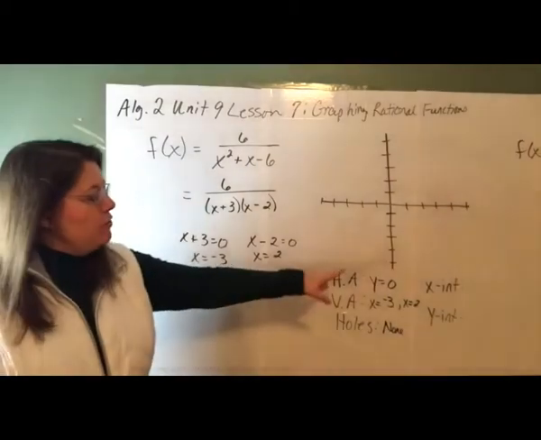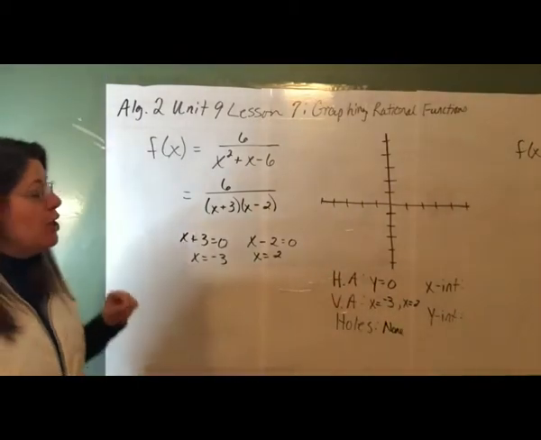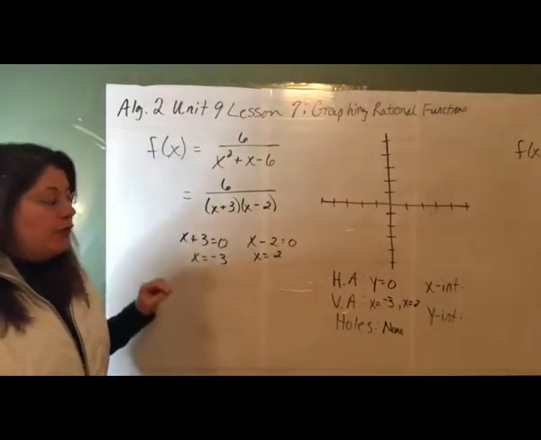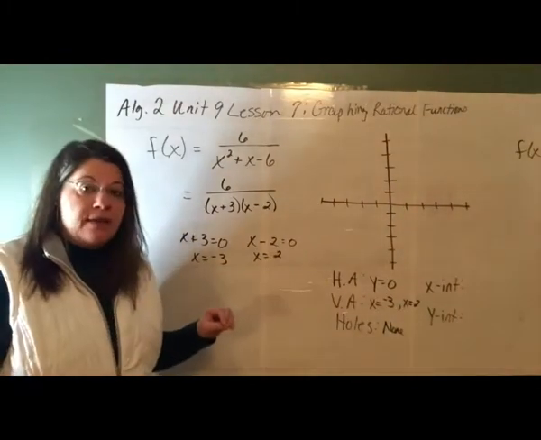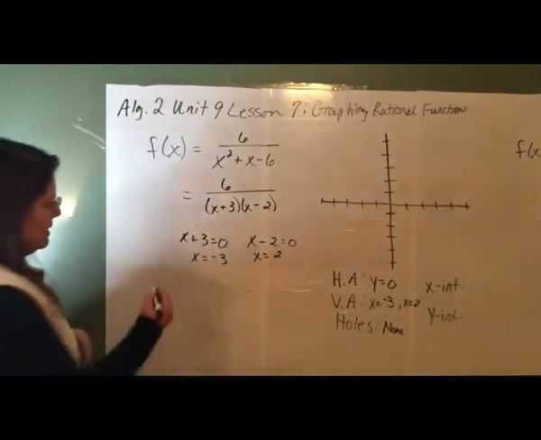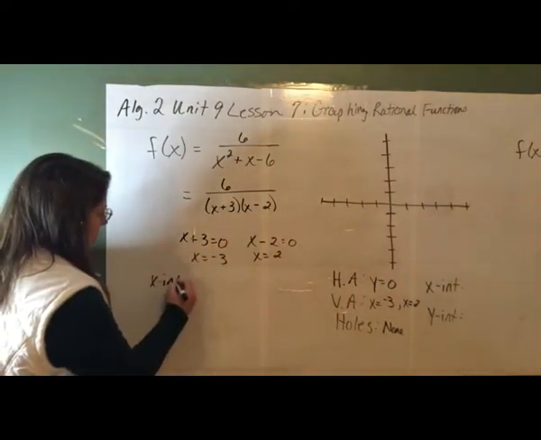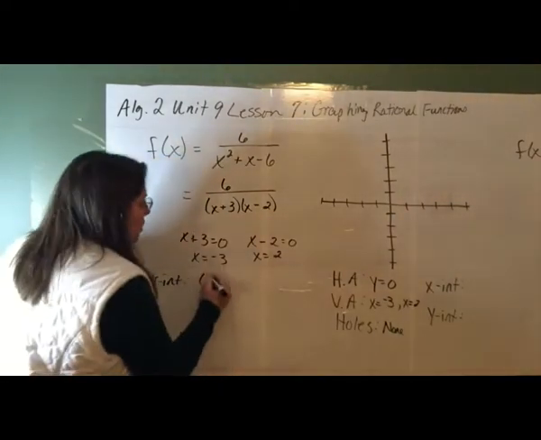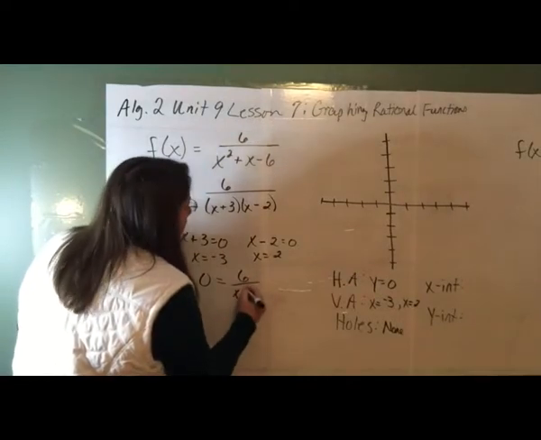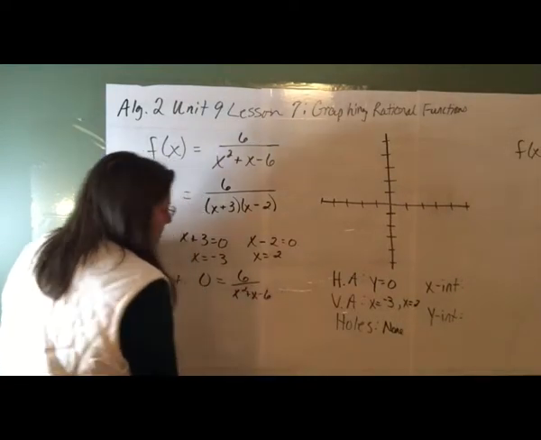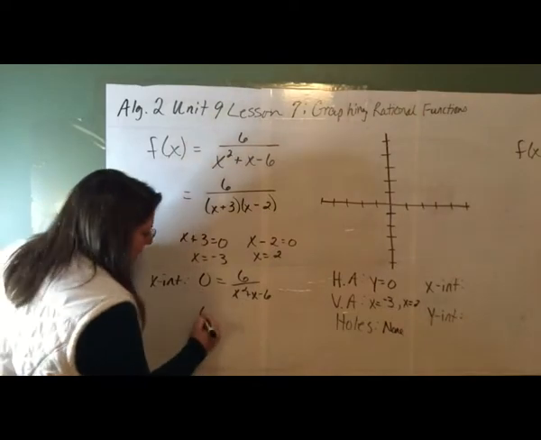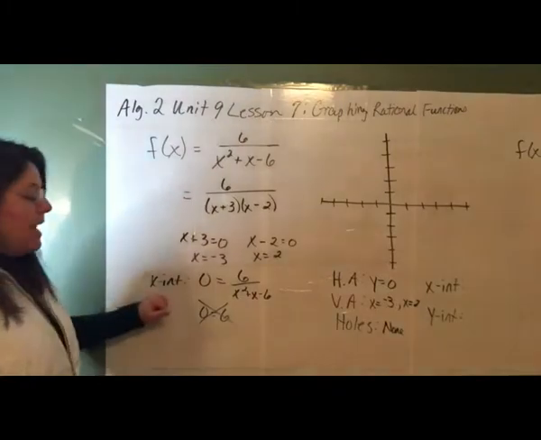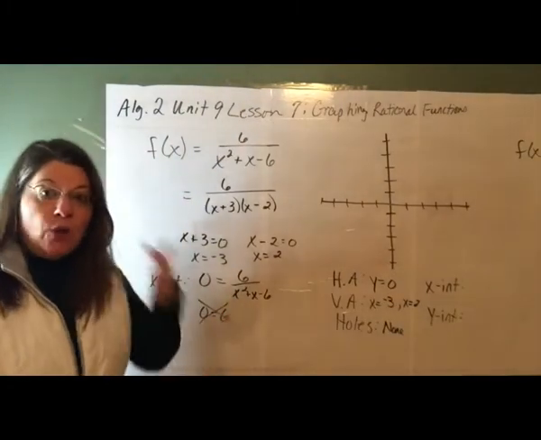The next thing we have to do is find the x and y intercepts. Remember, to find the x-intercept, we set y equal to 0. To find the y-intercept, we set x equal to 0. So, to find the x-intercepts, I'm going to set y, or f of x, equal to 0. So we have 0 equals 6 over x squared plus x minus 6. When I multiply the denominator over, I get 0 equals 6. Well, that's not true. That's not going to yield any x-intercepts. So we have no x-intercepts here.